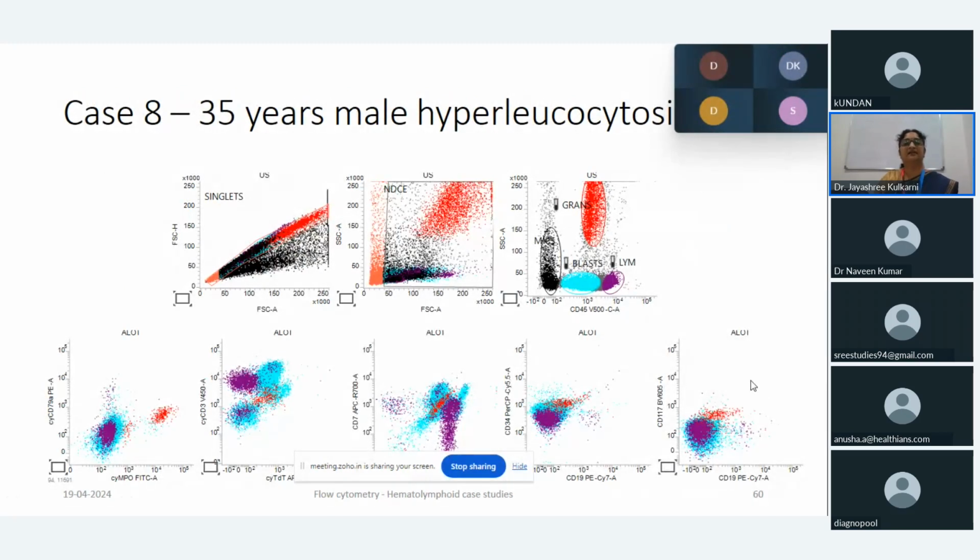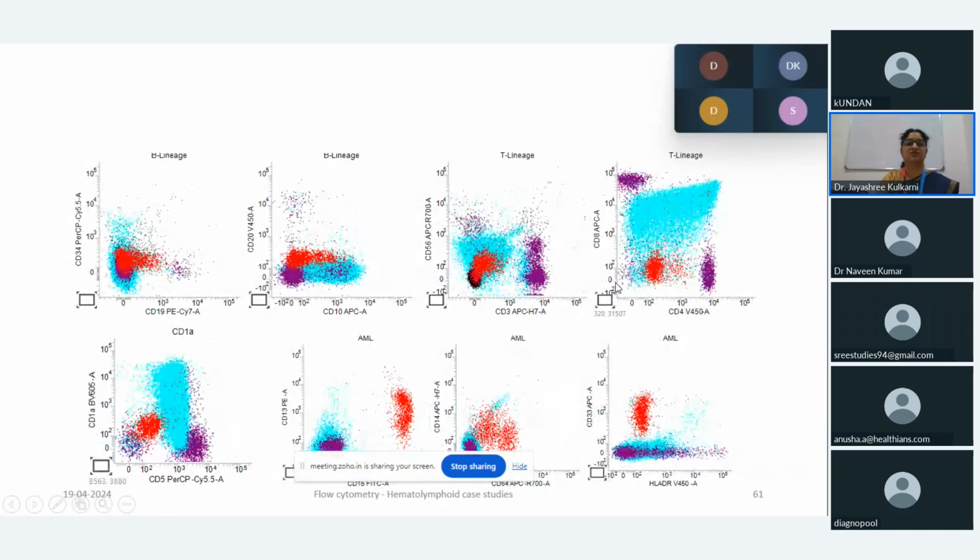Next case is another 35-year-old male with hyperleukocytosis. Similar case, dim CD45. There is no MPO or CD79a. There is no CD117 or CD19. But your cytoplasmic CD3 is positive. So are we looking at a T? Yes. As I told you, in T-ALLs, it literally mixes up with your mature lymphocytes. So this is another important finding. So I think, yes, we are looking at T lineage.